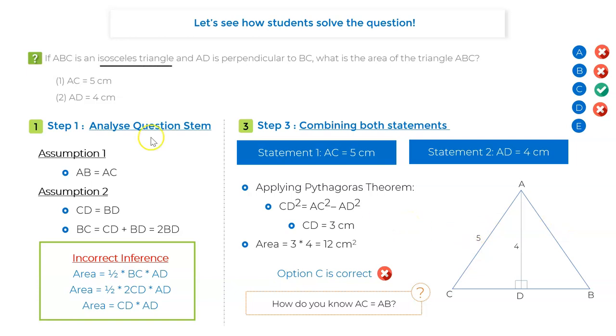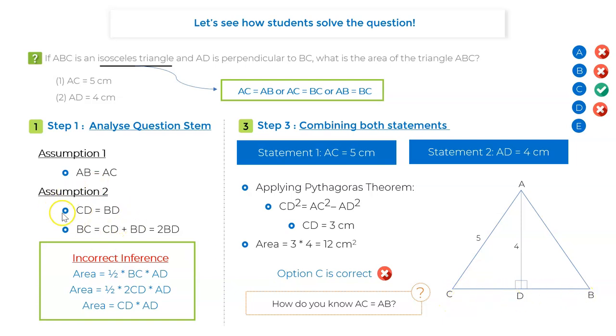Ideally, when you see in the question stem that ABC is an isosceles triangle, don't just blindly assume that only these two lengths can be equal. It's quite possible that say AC and BC are equal. It's quite possible that AB and BC are equal, right? And since we don't know and make this assumption, we end up making a mistake, because based on this assumption, only in the case when AB and AC are equal can you infer that BC is equal to BD is equal to CD.